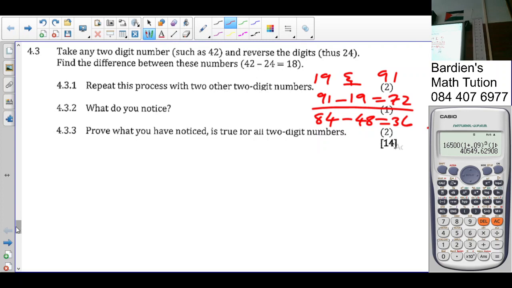What do you notice? Multiples of 9. Prove that what you have noticed is true for all two-digit numbers. Now you can't use 10 two-digit numbers and show it's always there. It doesn't work. What we need to do is choose variables.